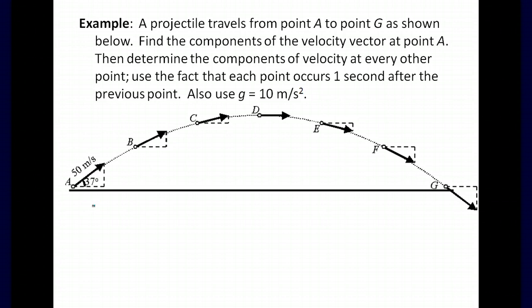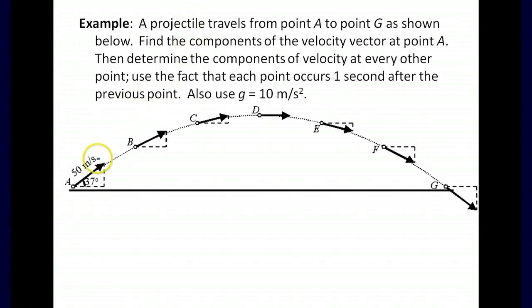Now, a projectile travels from point A to point G as shown below. Find the components of the velocity vector at point A, then determine the components of the velocity vector at every other point. Use the fact that each point occurs 1 second after the previous. Also use acceleration equals 10 meters per second squared.